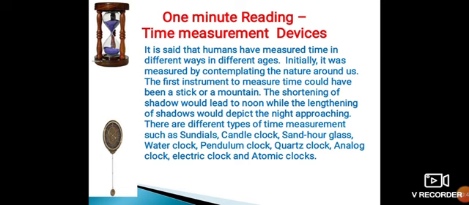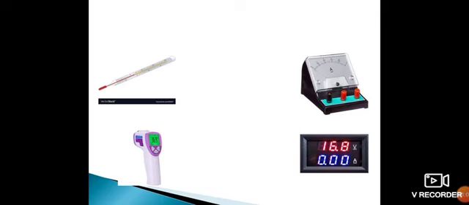There are different types of time measurement devices, such as sundials, candle clock, sand hourglass, water clock, pendulum clock, quartz clock, analog clock, electric clock, and atomic clocks. Students, are you able to identify this image?